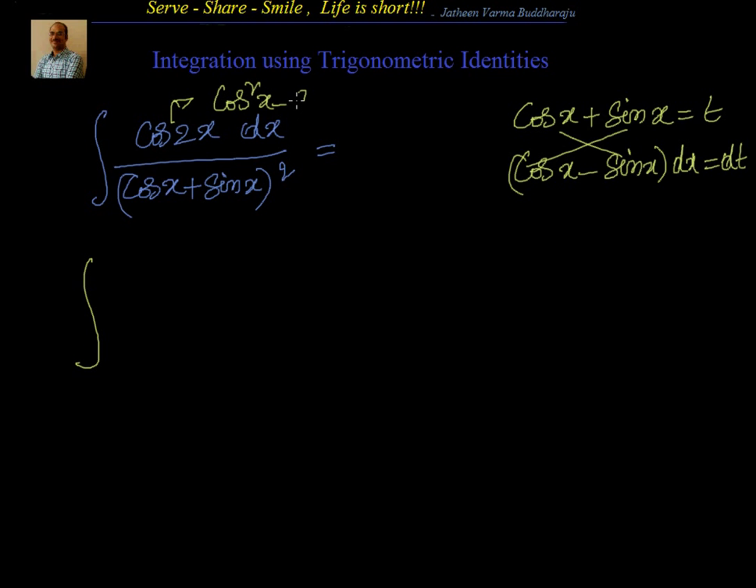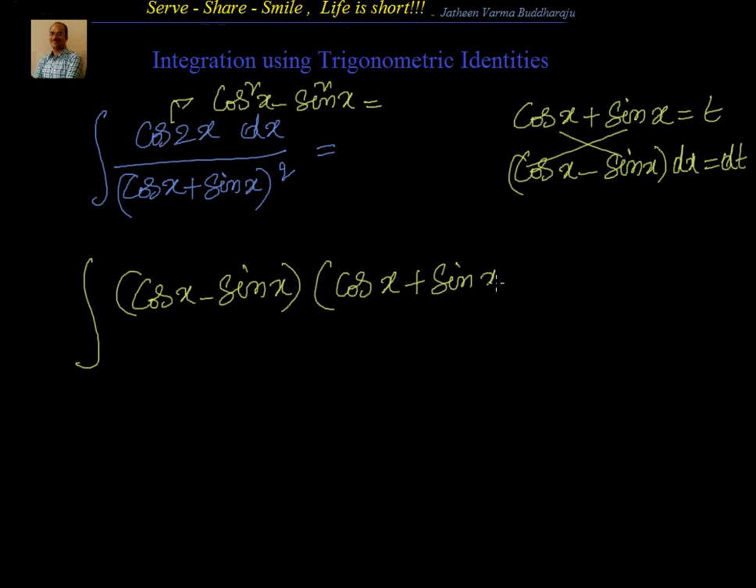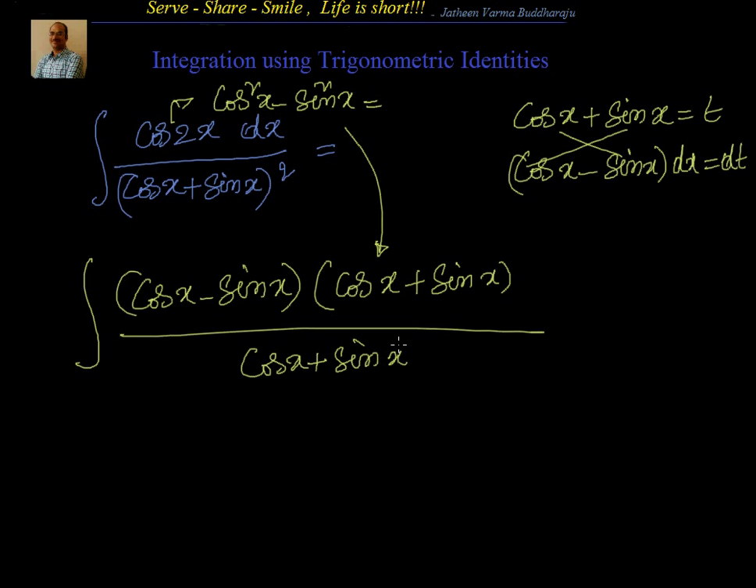For that I will look into the identity. Cos 2x is equal to cos square x minus sin square x, which is in the form of a square minus b square. So I can write it as cos x minus sin x into cos x plus sin x, which is a minus b into a plus b, equal to a square minus b square, divided by cos x plus sin x whole square. Now this seems to be okay because I got the derivative. Not only that, something is cancelling out, so we are left with cos x plus sin x.